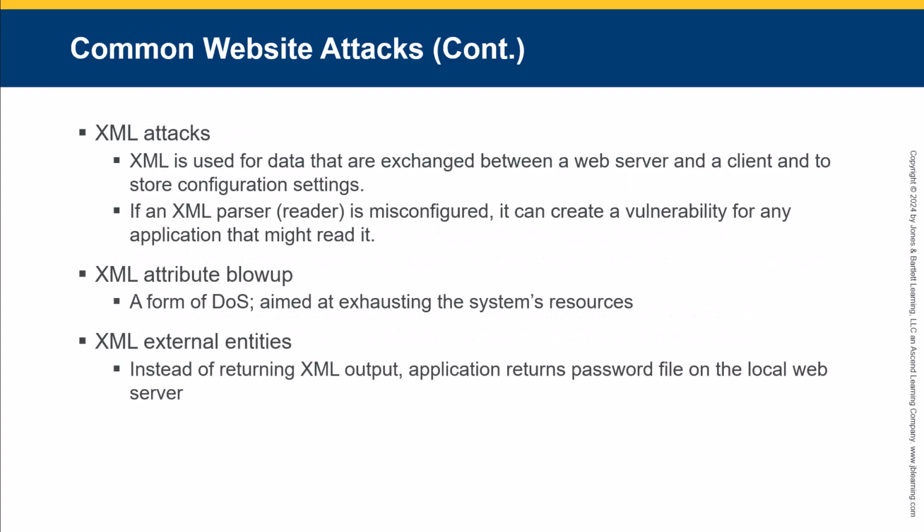Other forms of attack could also be XML attacks, and that is used for data that's exchanged between the web server and the client to store configuration data. If the parser or reader is misconfigured, it creates a vulnerability for any of the web apps. XML attribute blowup is a form of denial of service attack. We have external entities. Instead of reading XML output, applications return password files of the local web server. Again, a lot of this is just due to misconfiguration and a lack of verifying that your systems are current on updates and tested regularly.